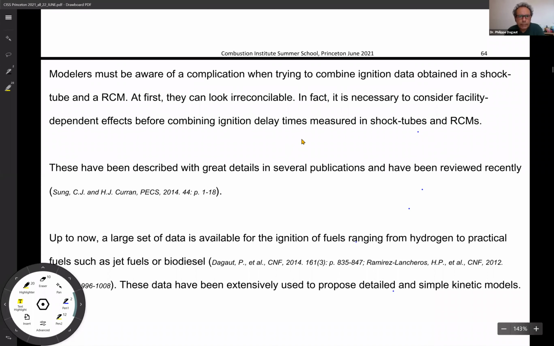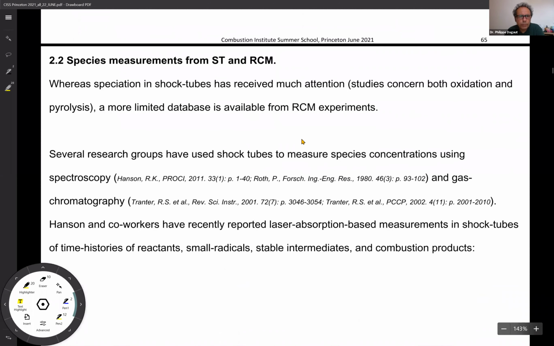All right, so we are back, and what we will describe now is species measurements from shock tubes and rapid compression machines. Speciation in shock tubes has received much attention. Studies concern both oxidation and pyrolysis. A more limited database is available from rapid compression machines. Currently there is at least one machine in the US where they do species measurements, one in France, and I think that's about it.